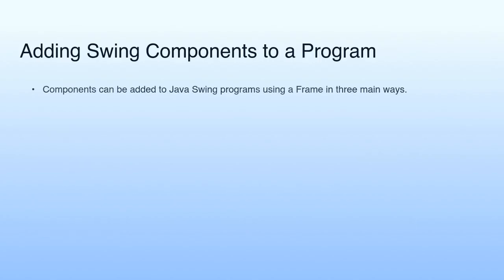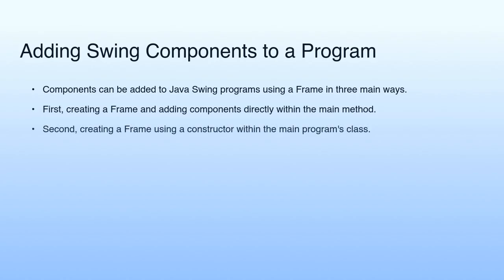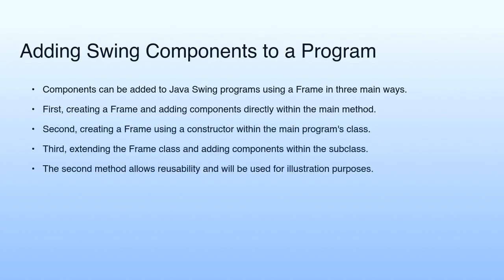Components can be added to Java Swing programs using a frame in three main ways: creating a frame and adding components directly within the main method, creating a frame using a constructor within the main program's class, or extending the frame class and adding components within the subclass. The second method allows reusability and will be used for illustration purposes.